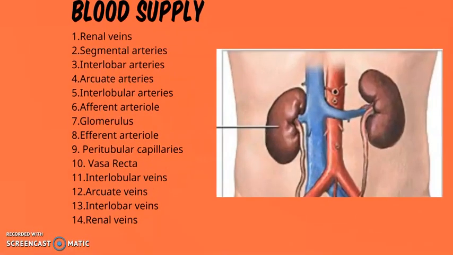To very quickly summarize the blood supply circulation of the kidneys, I will name the order in which the blood moves through the kidneys. First, the renal arteries branch off the abdominal aorta and enter the kidneys. From there, blood travels to the segmental arteries, to the interlobar arteries, to the arcuate arteries, to the interlobular arteries, to the afferent arteriole, to the glomerulus, to the efferent arteriole, to the peritubular capillaries, to the vasa recta, to the interlobular veins, to the arcuate veins, to the interlobar veins, and finally to the renal veins.